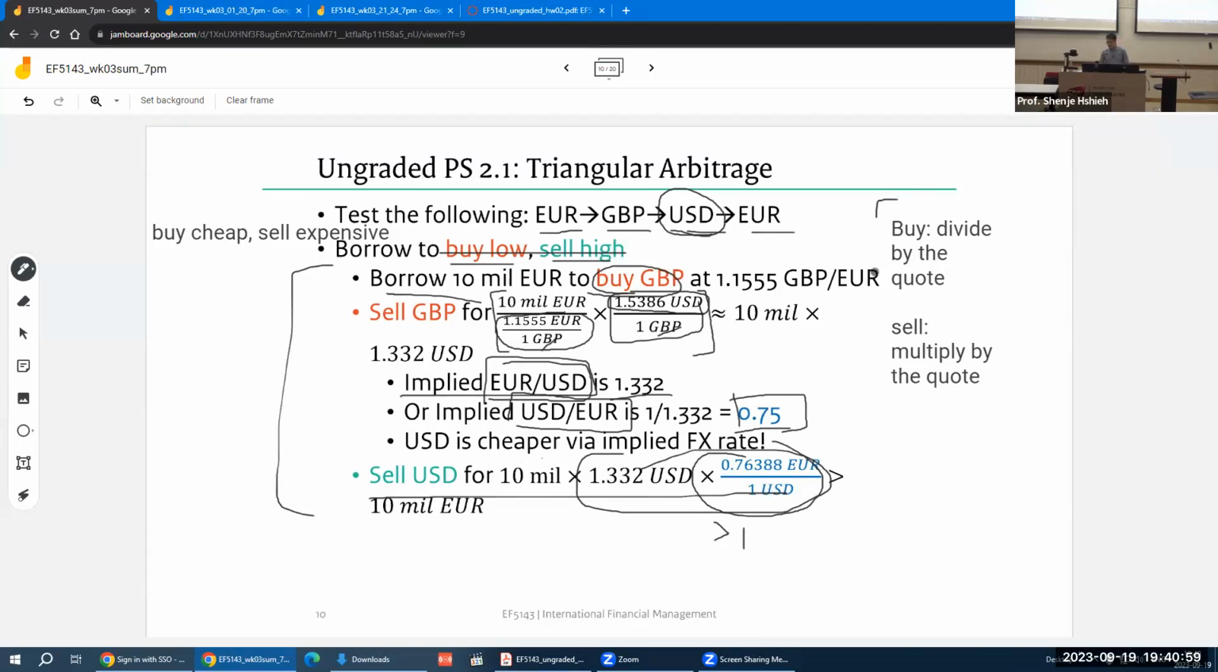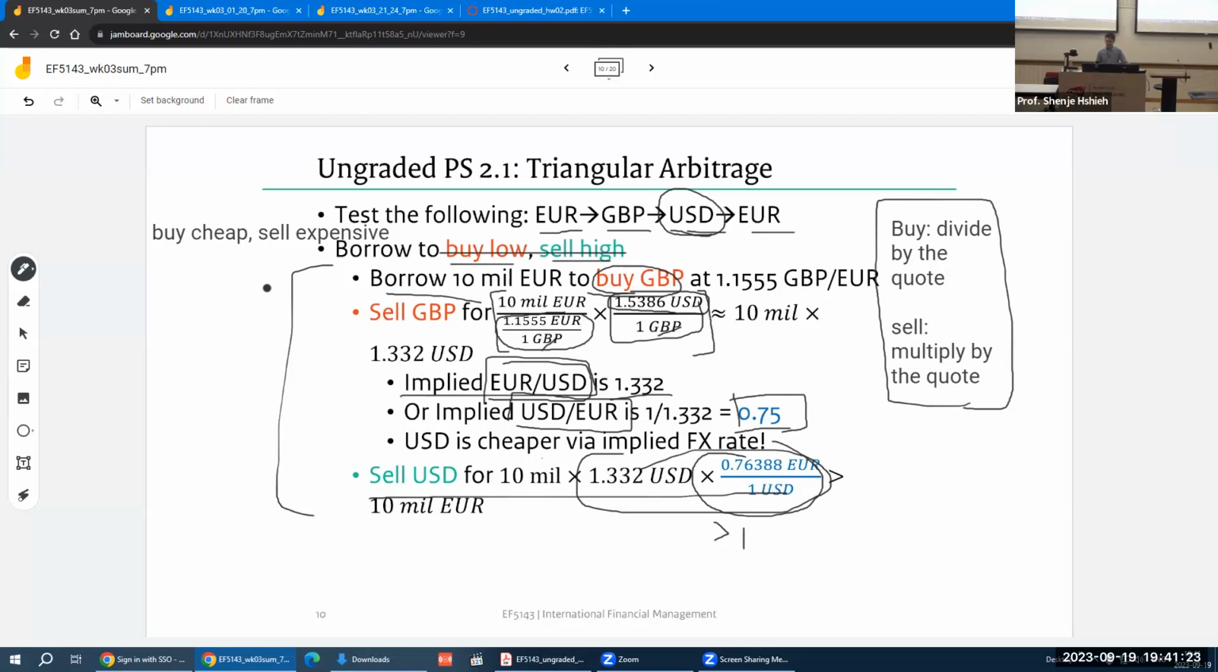The final 2 tips, right? When you think about quotes, just remember whenever you're buying something, you're going to be dividing by the price of something, right? If you're selling something, you multiply by the price. Again, it should be obvious when you think about stocks and bonds, but when you talk about currencies, it gets a little bit confusing.